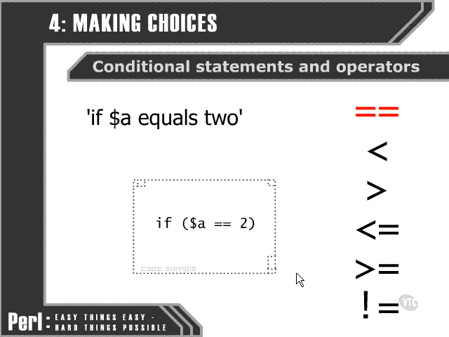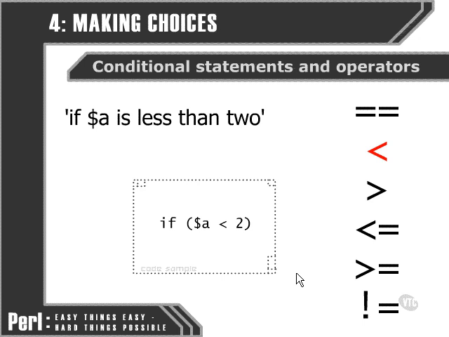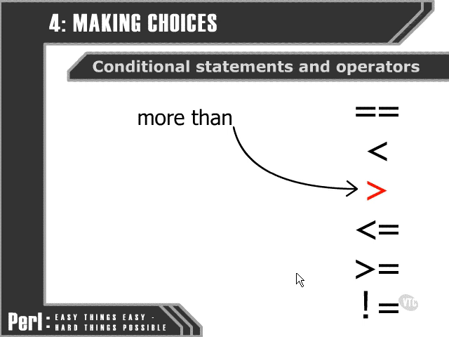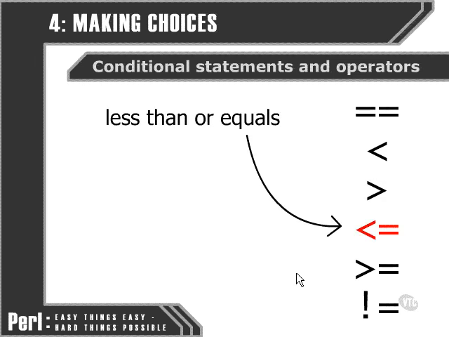We don't just have to use equality, though, as a condition for evaluating our statement. We can also use other numeric operators, such as the less than, which does pretty much what its name suggests. If a is less than 2, then this statement will evaluate correctly. Similarly with the more than or greater than, if a is more than 2, then this statement will evaluate to true.